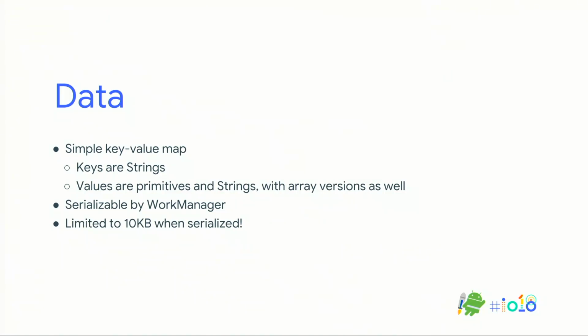And for inputs and outputs, the common unit of operation here is a Data. The Data is a simple class that's a key value map under the hood. The keys are strings, the values are primitives and strings, and the array versions of each. So this is kind of like a Bundle or a Parcelable, but it's its own thing. It's serializable by WorkManager, and we limit it to 10 kilobytes in size, and I'll go more into that part later.